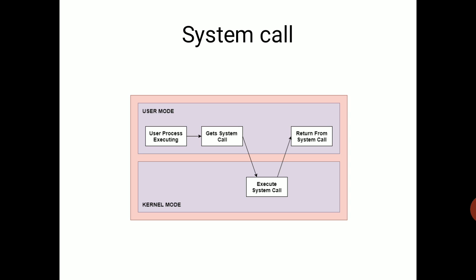From this diagram, we can see how the system call works. You have a kernel mode, where you will execute the system call. In the user mode, the user process is executing, gets a system call, executes it in the kernel mode and returns from the system call.